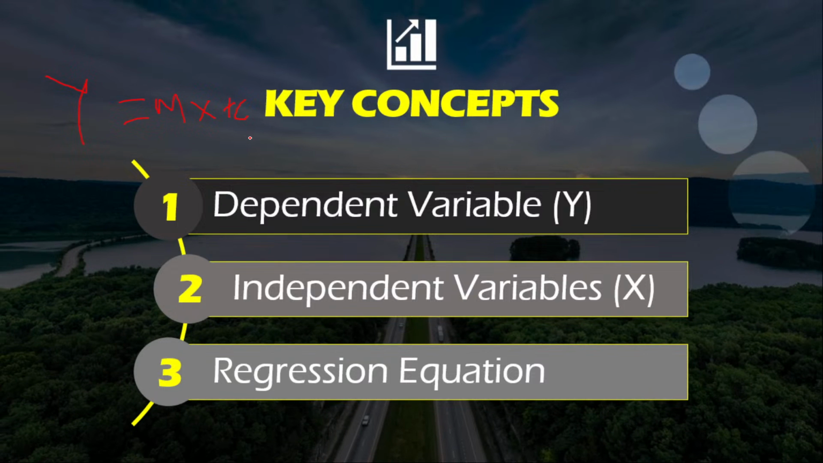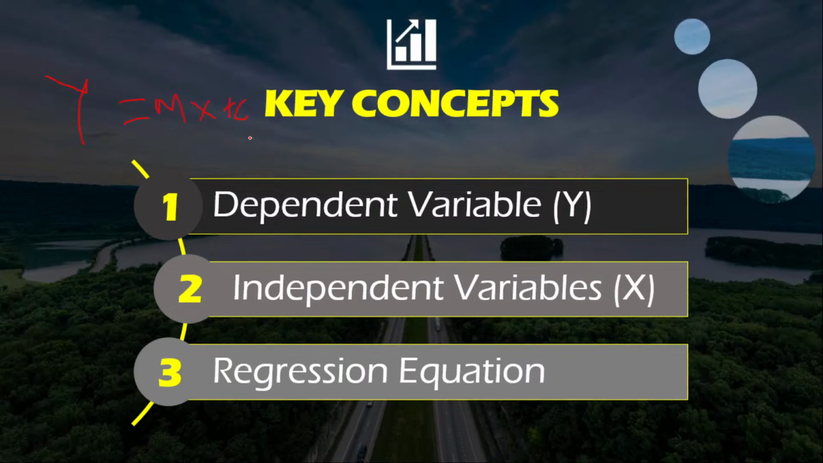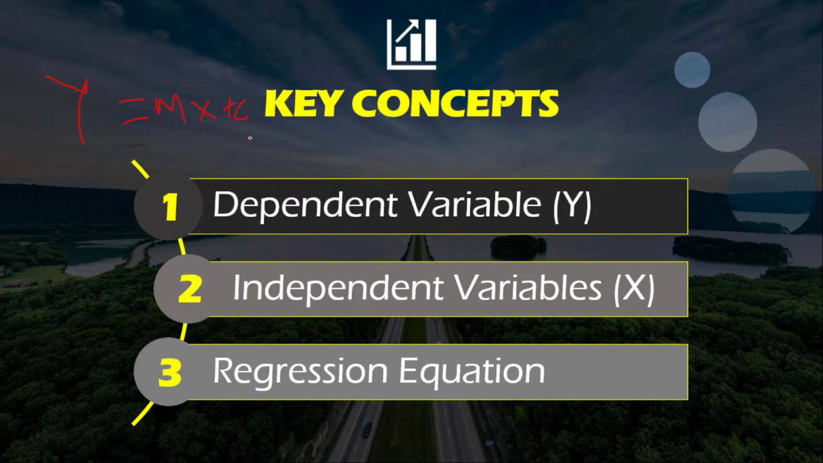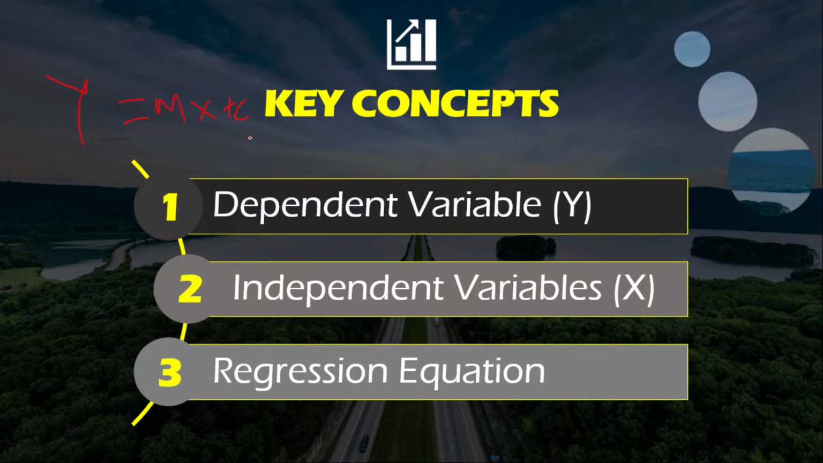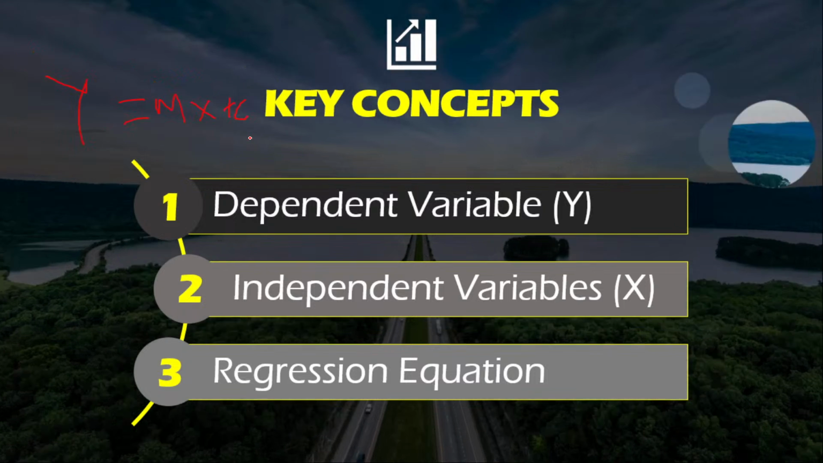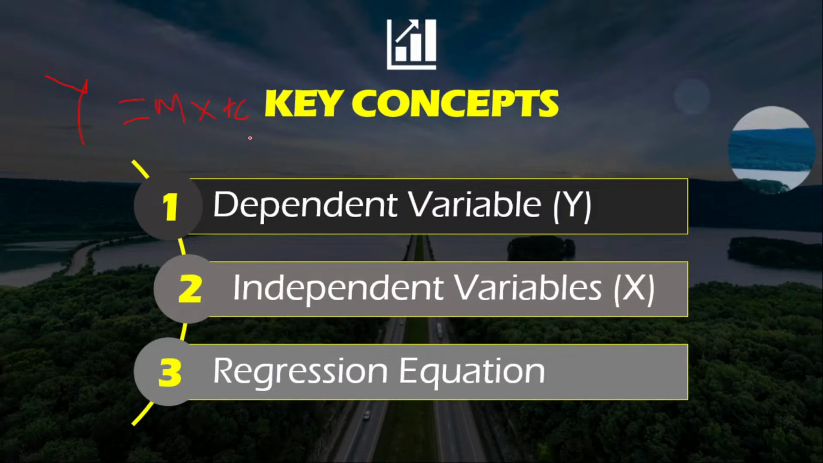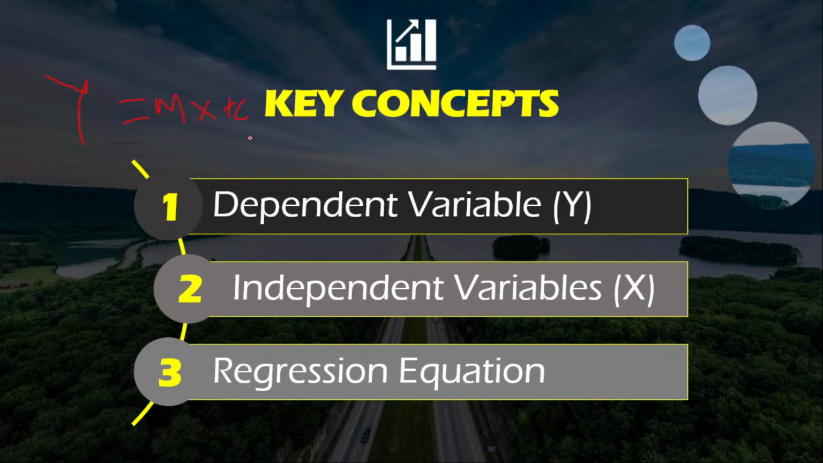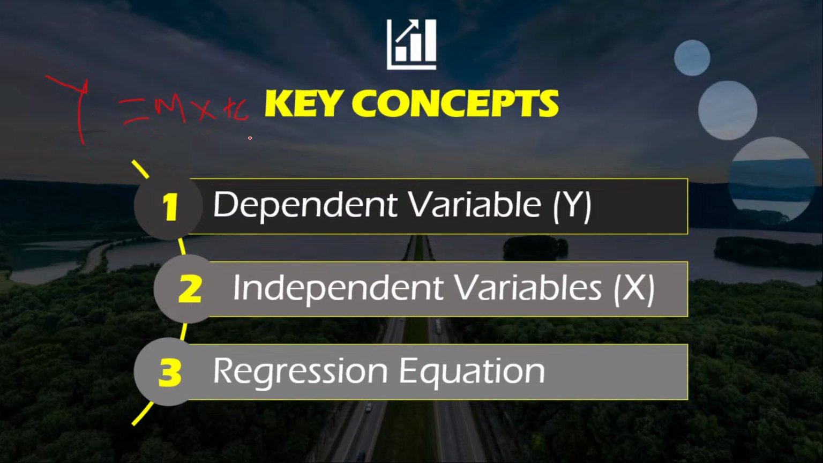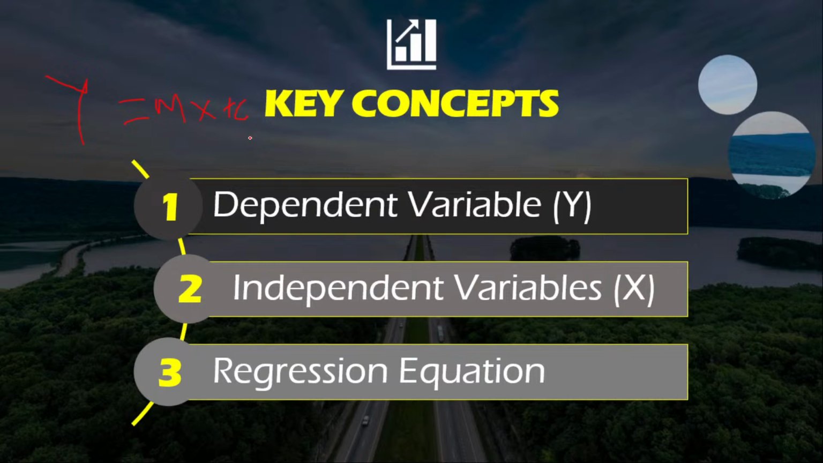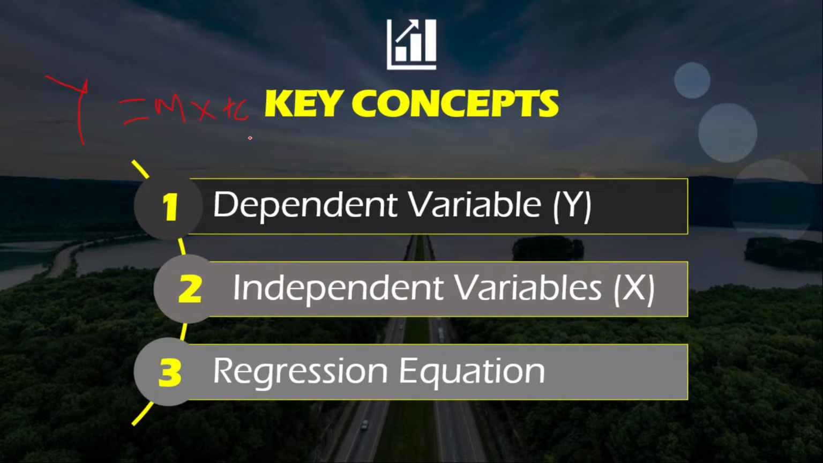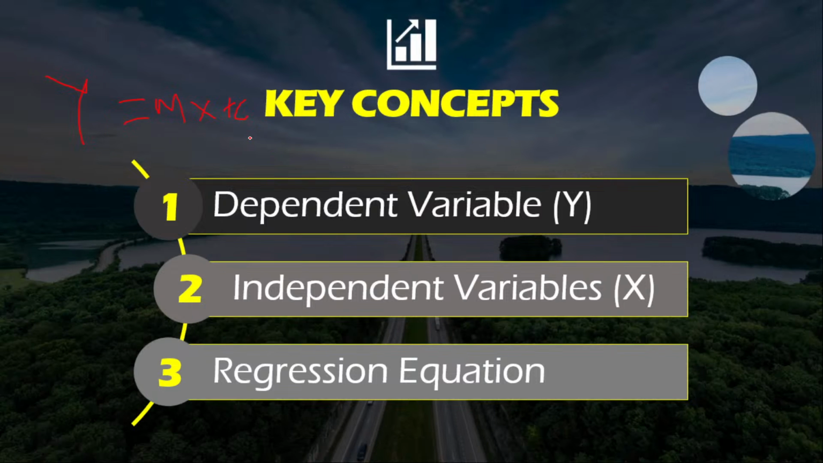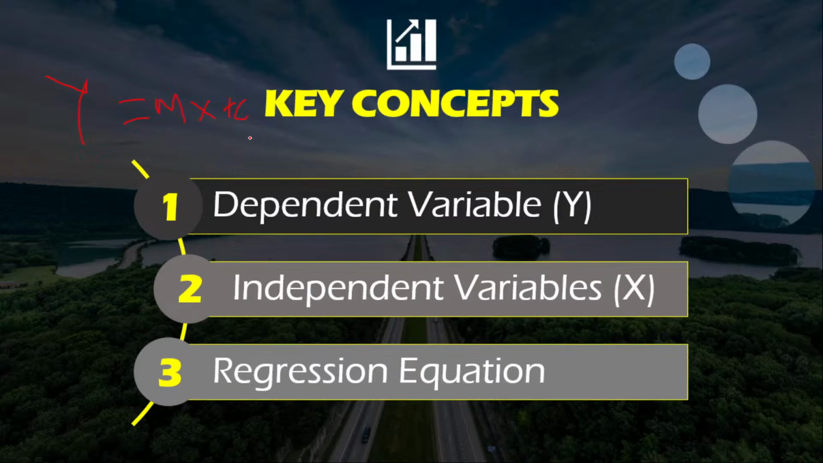This is what we call the equation of a straight line, and this equation is what we refer to as the regression equation, where y becomes the dependent variable and x is the independent variable, and then the m, which in a straight line we call the slope, in regression we refer to as the coefficients.